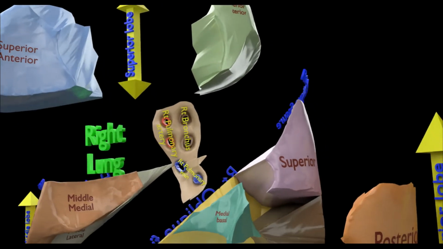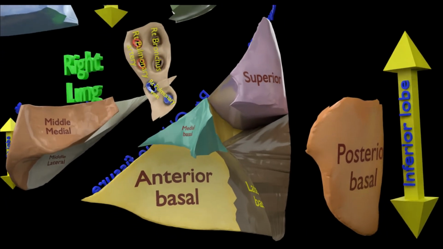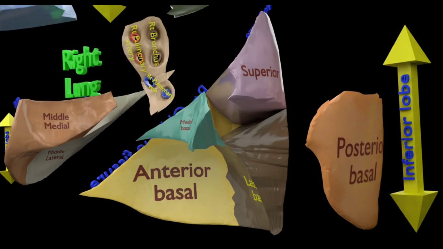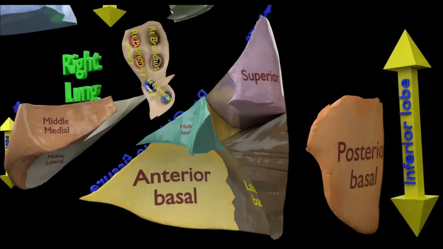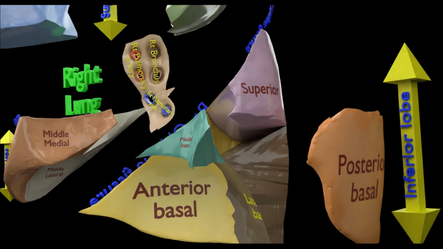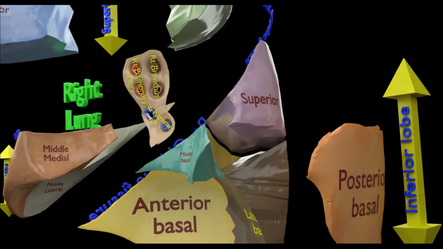Now coming to the inferior lobe of the right lung. The inferior lobe of the right lung has 5 bronchopulmonary segments: the superior segment, the posterior basal, the lateral basal, the medial and the anterior segments.